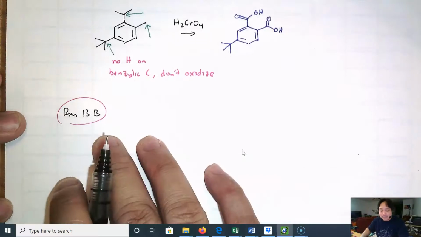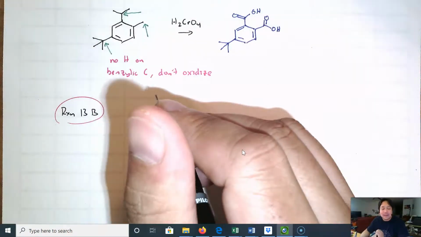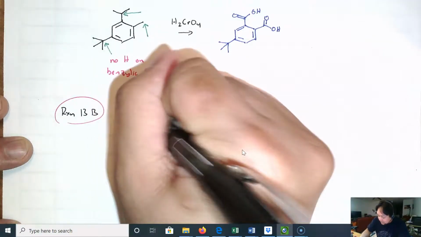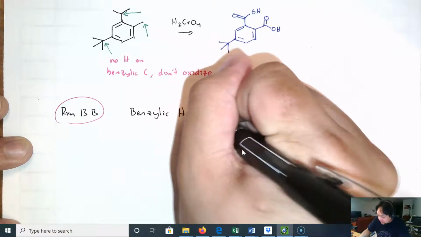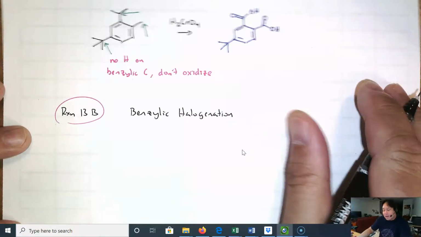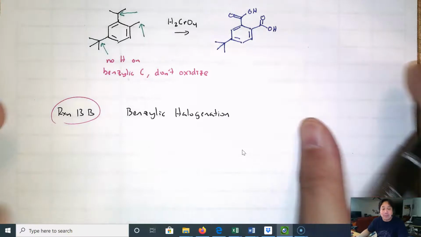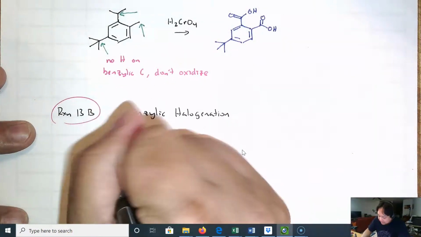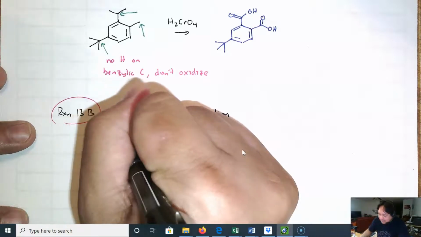Reaction 13B, we're gonna do benzylic halogenation. And really, it's just going to be benzylic bromination. We're not going to add a chlorine to the benzylic carbon. We're always going to add a bromine. Again, benzylic. So we need a carbon off of the benzene ring, and we'll just use this one.